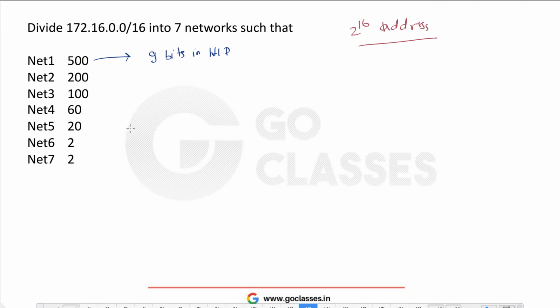Let's just check. So 9 bits are required for the host ID here, and I will go in the decreasing order of the host size. So basically it needs 500 addresses. I will go in the decreasing order. So I will first go for this 500, then 200, then 100, then 60, then 20, then 2, and then 2. Okay. So I need 9 bits here.